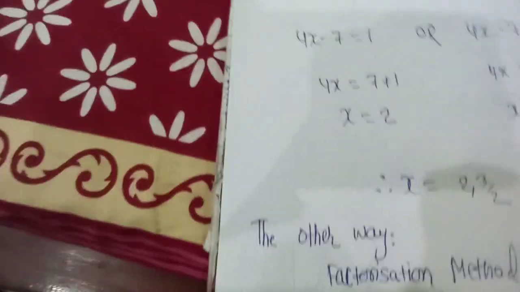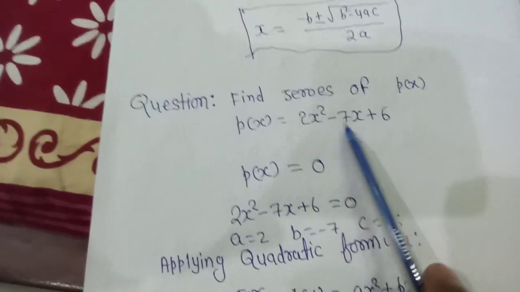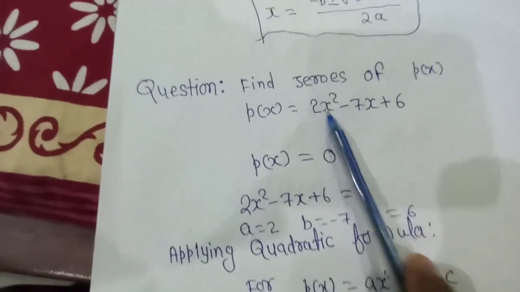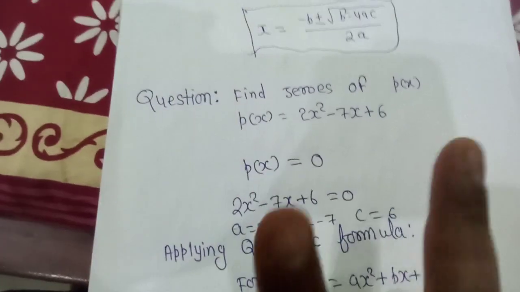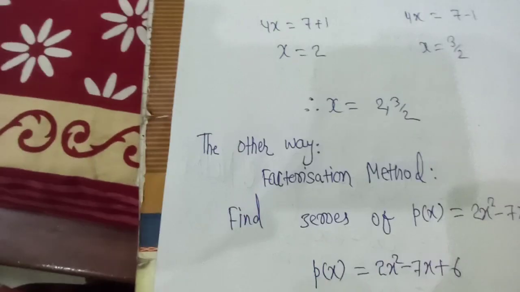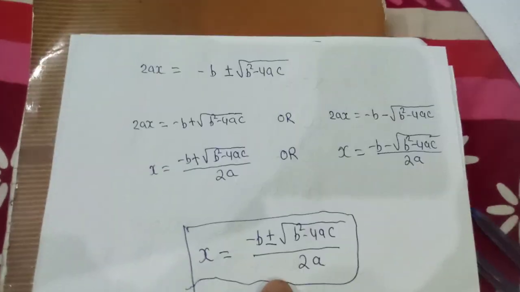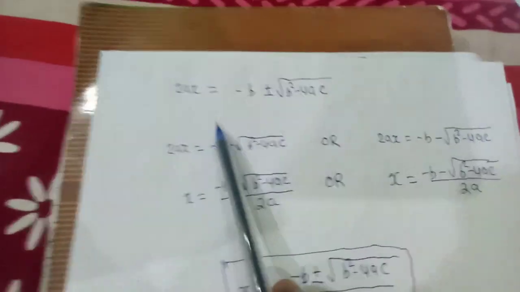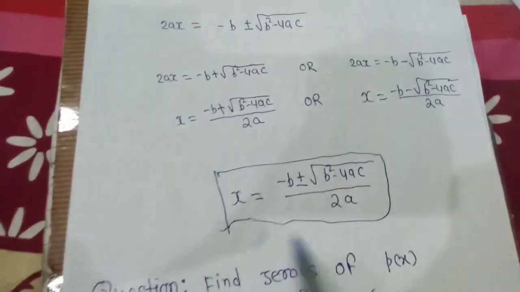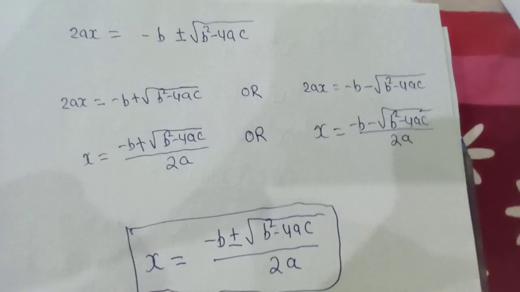If you put x equals 2, this will come 0, and if you put x equals 3 by 2, this will also come 0. So we have two zeros here, and they are 2 and 3 by 2. So for this quadratic polynomial, we used the quadratic formula, and from here we came to the value of x.